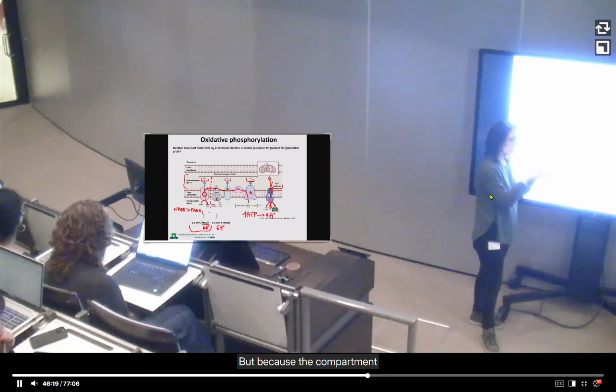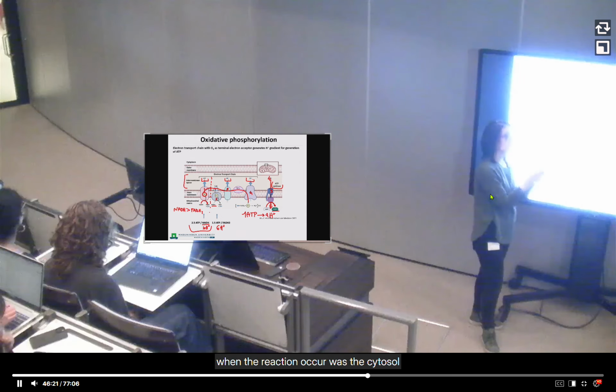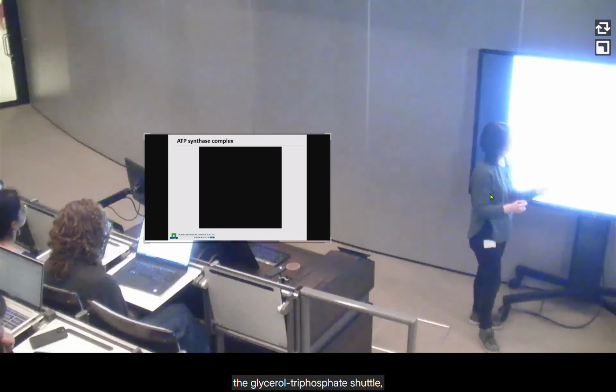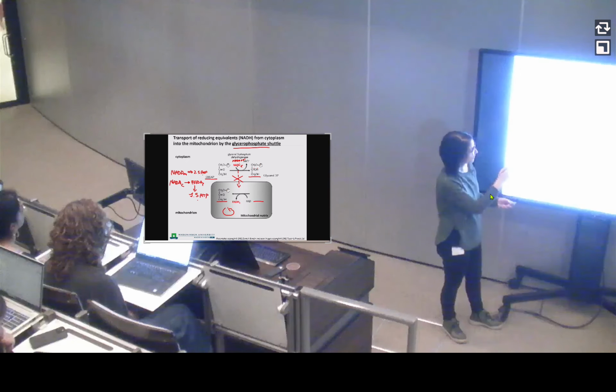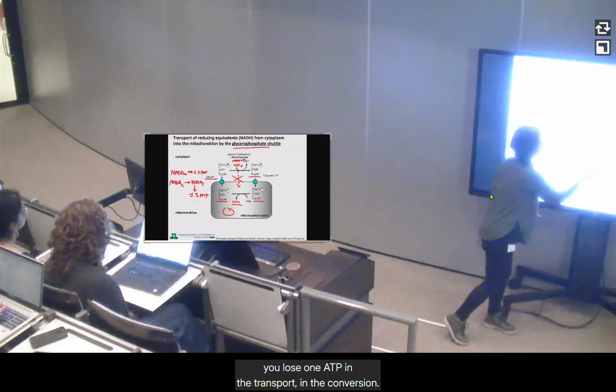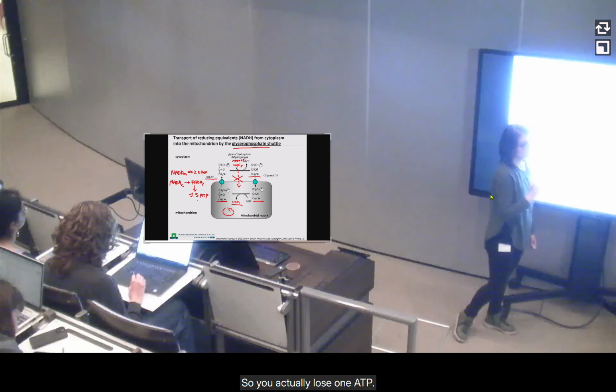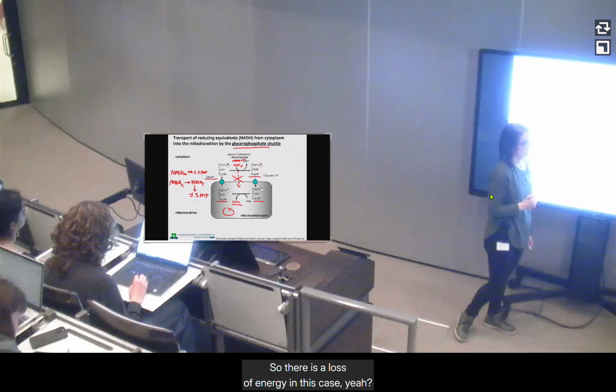But because the compartment when the reaction occurred was the cytosol and it needs to be transported through the glycerol triphosphate shuttle, you lose 1 ATP in the transport, in the conversion. So you actually lose 1 ATP. So there is a loss of energy in this case.